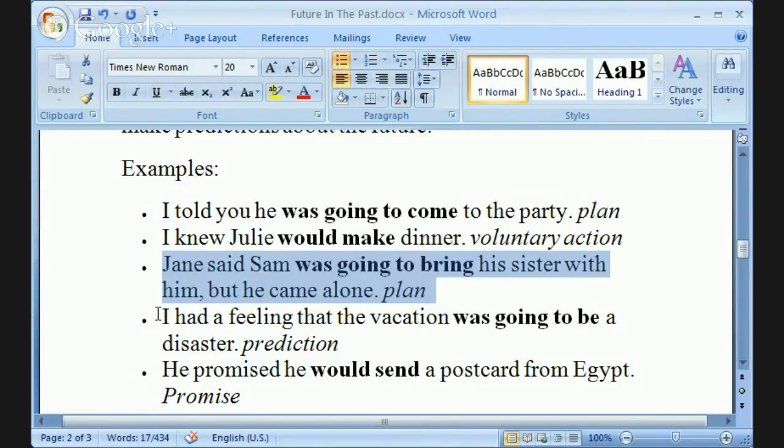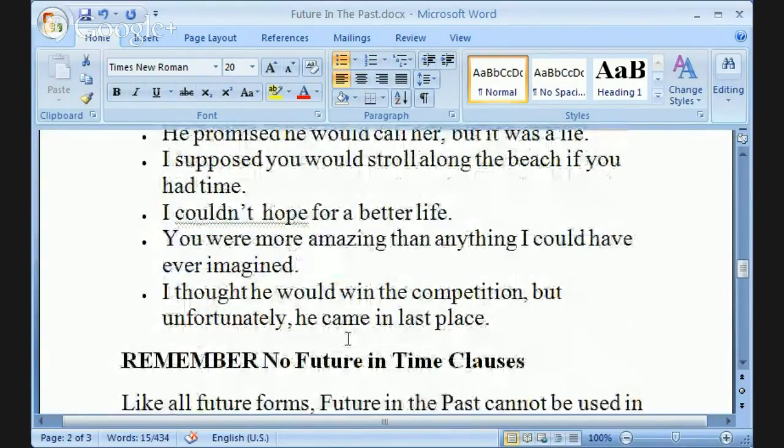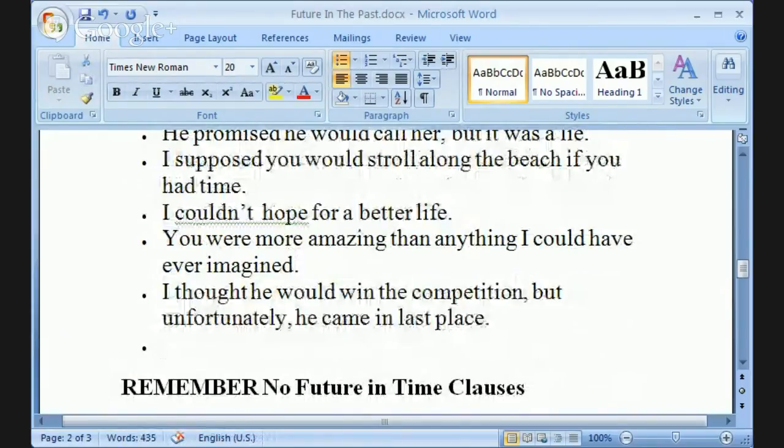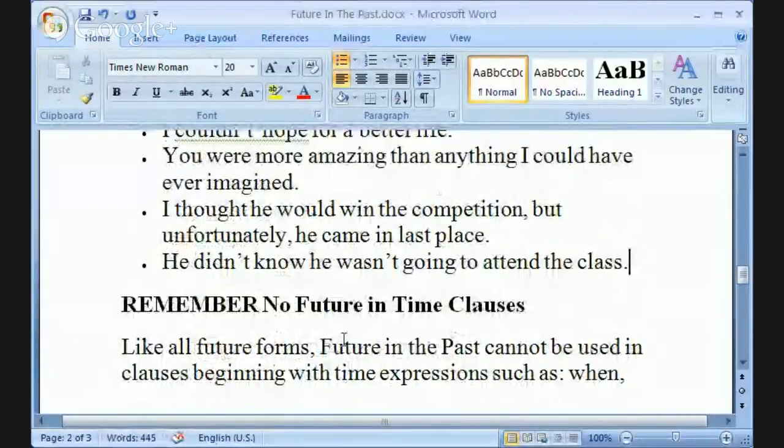Also, prediction. Go ahead. He didn't know he wasn't going to attend the class. He didn't know. All right. What? He wasn't going to attend the class. He didn't know he wasn't going to attend the class.